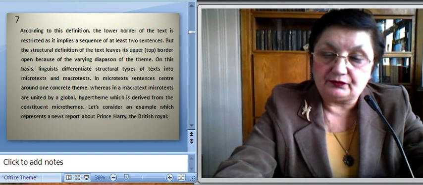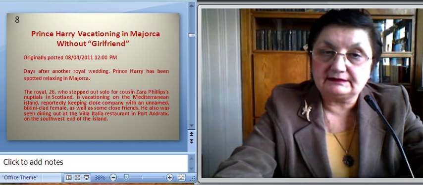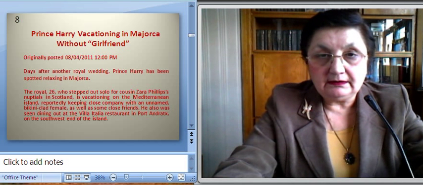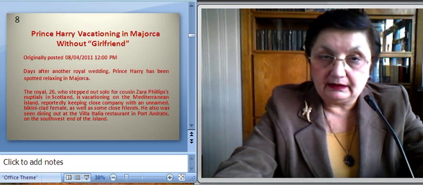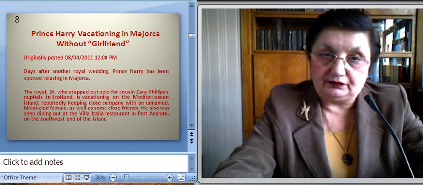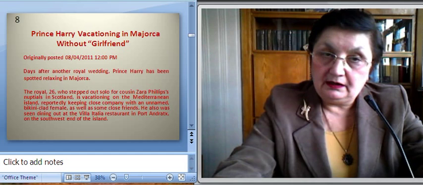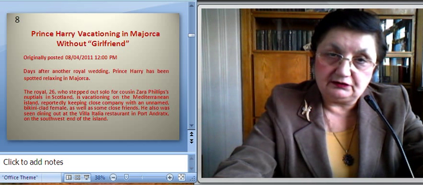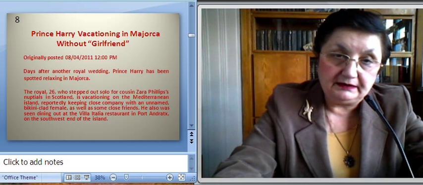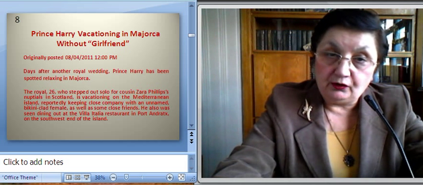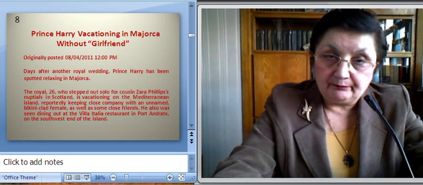Prince Harry vacationing in Mallorca without girlfriend. Days after another royal wedding, Prince Harry has been spotted relaxing in Mallorca. The royal, 26, who stepped out solo for cousin Zara Phillips' nuptials in Scotland, is vacationing on the Mediterranean island, reportedly keeping close company with an unnamed bikini-clad female as well as some close friends.